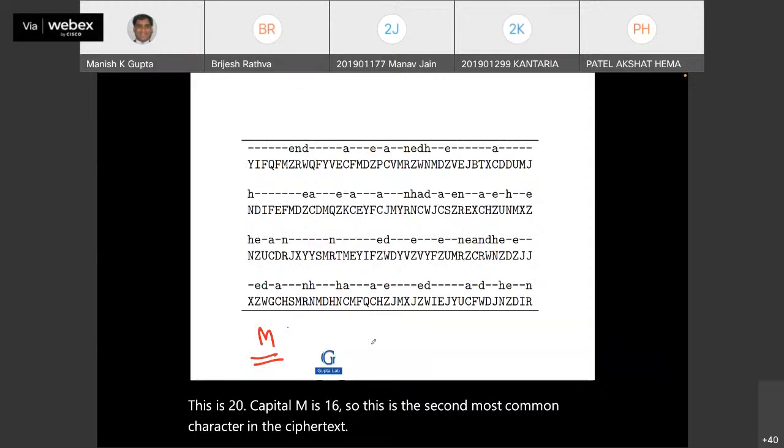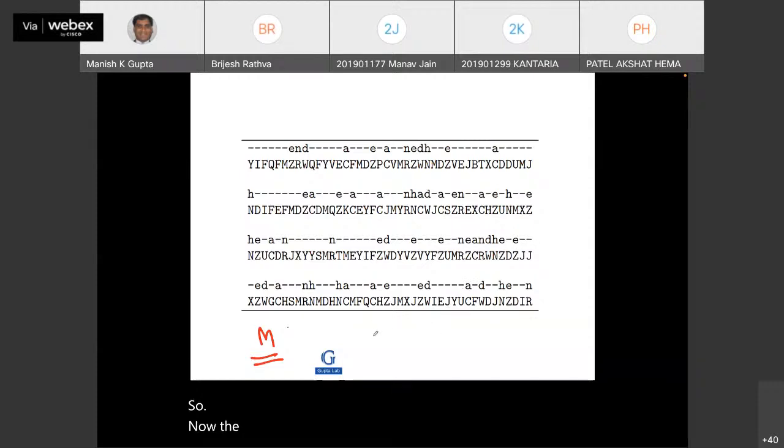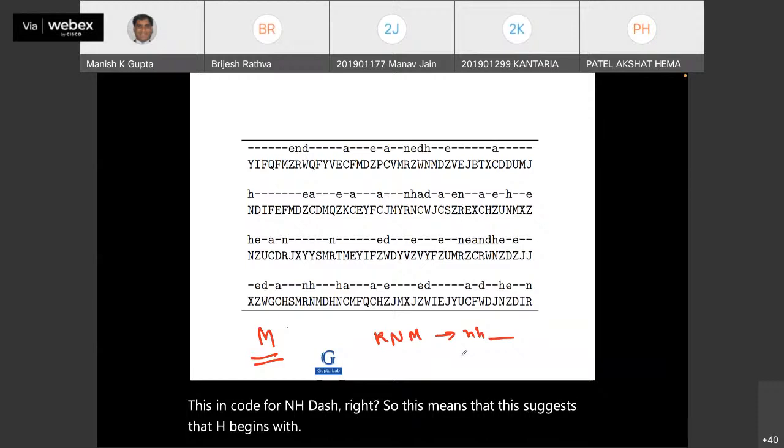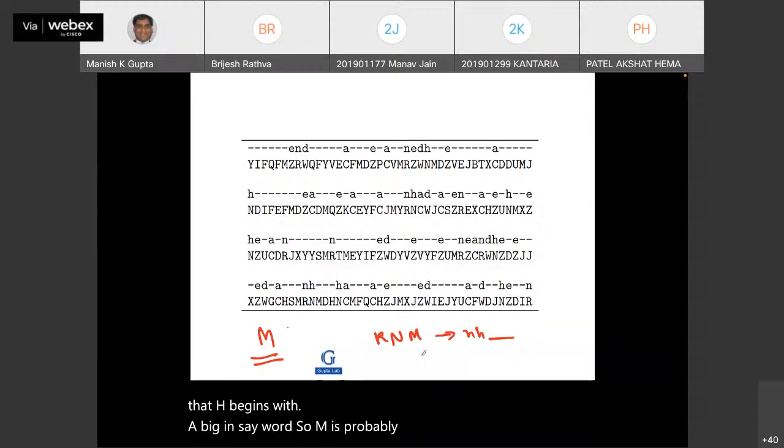Okay, so now the ciphertext segment RNM encodes NH dash, right? This suggests that H begins a word. So M is probably a vowel. So our guess is that M is probably a vowel.